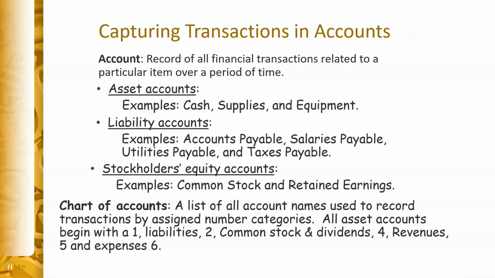Liabilities are assigned a 2. Common stock and dividends usually start with a 4. Revenues with a 5, and expenses with a 6.